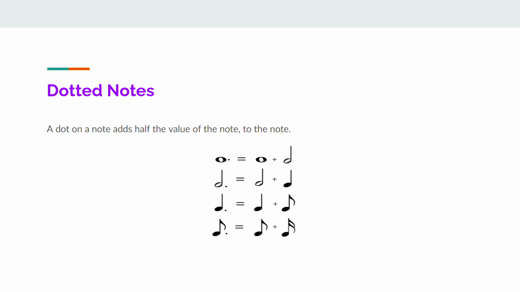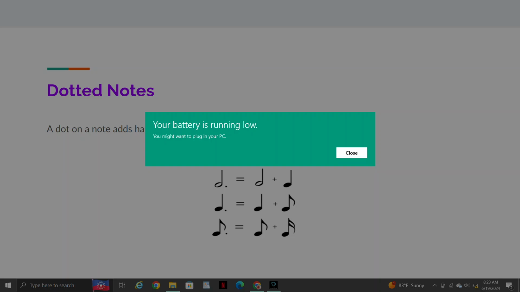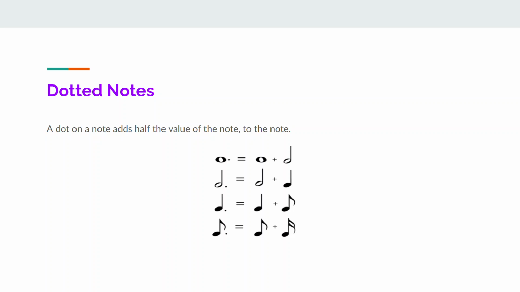Dotted notes. A dot on a note adds half the value of the note to the note. As you can see in this example, a dotted whole note is a whole note plus a half note. A dotted half note is a half note plus a quarter note. A dotted quarter note is a quarter note plus an eighth note. And a dotted eighth note is an eighth note plus a 16th note.